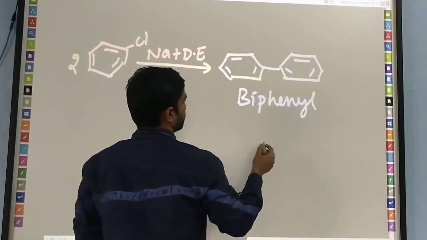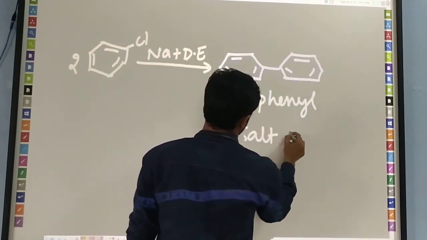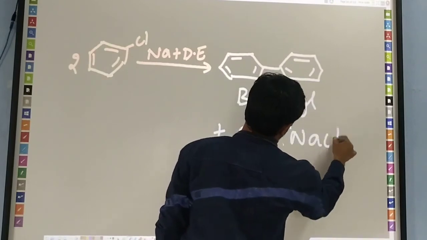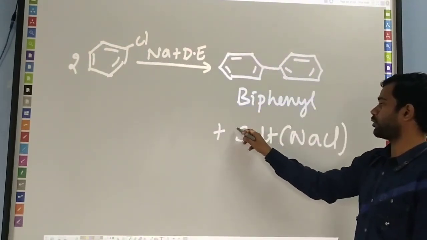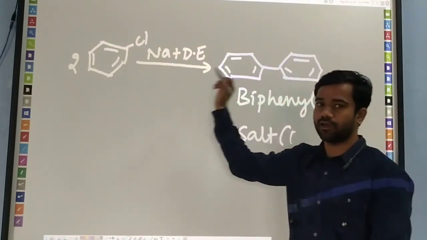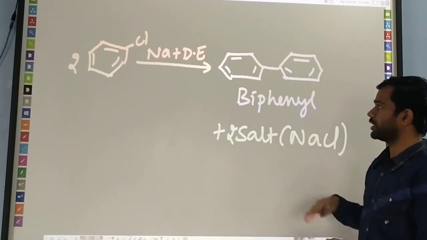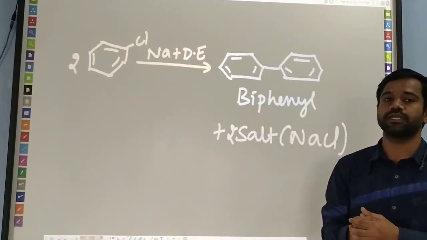With that, we have formed the salt, which is known as sodium chloride. How many moles? We have produced 2 moles, because we have taken 2 moles of the halobenzene. That's why 2 moles of salt are going to form, and biphenyl is going to be produced in this case.